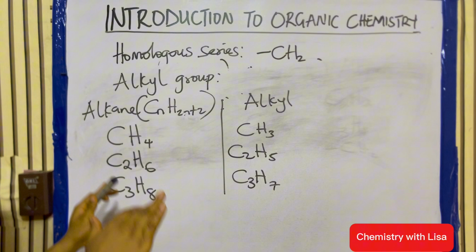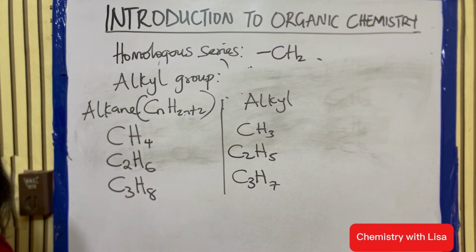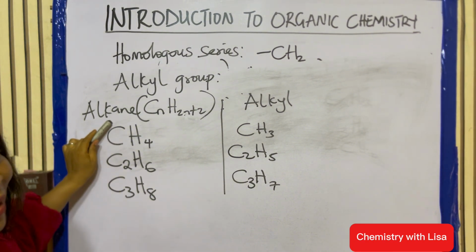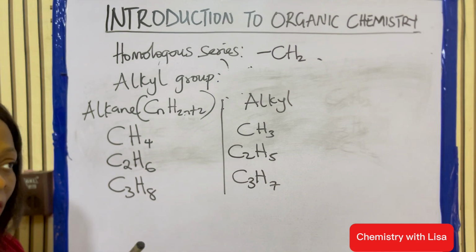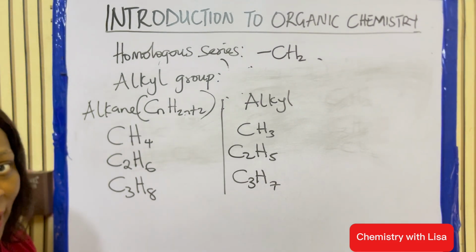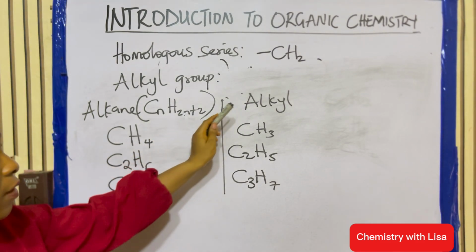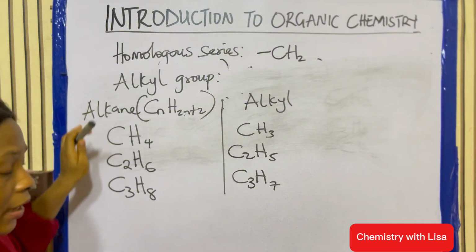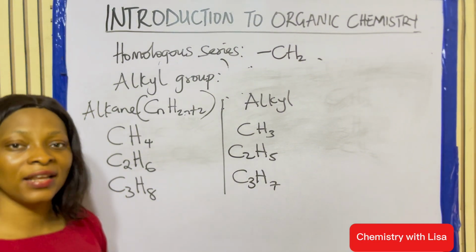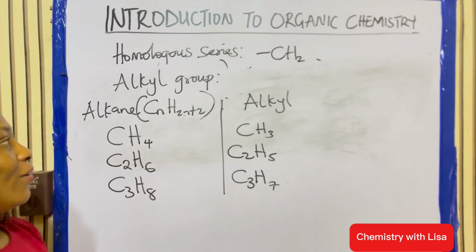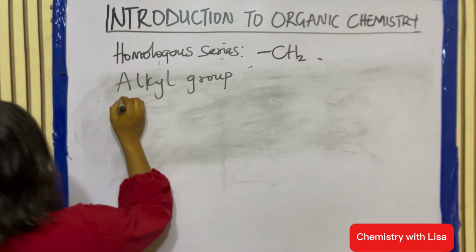So a loss of a hydrogen atom from the family of alkane, we call them alkyl, down the group. This is only pertaining to the alkane family. It is not pertaining to the alkene or alkyne, please. Alkyl groups are groups derived from the alkane by a loss of a hydrogen atom. Okay, so let's look at the next concept.